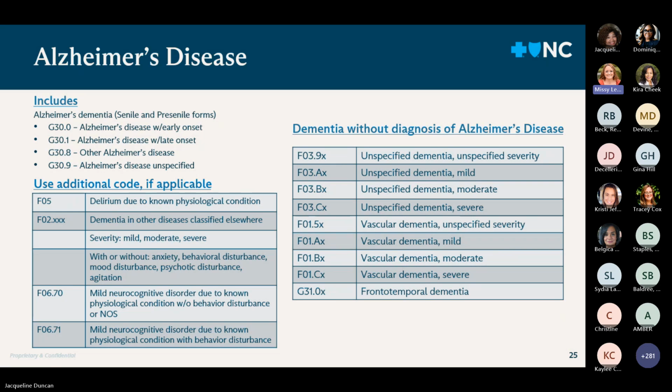Conditions such as behavioral disturbances, anxiety, and psychosis should also be captured and coded using codes from the F05 and F02 code sets. It is important to note that even if a person doesn't have an official diagnosis of Alzheimer's disease, the dementia should still be coded. Unspecified dementia, vascular dementia, and frontotemporal dementia can be used to identify dementias without a diagnosis of Alzheimer's disease and coded to include severity and behavioral disturbances when supported by documentation.